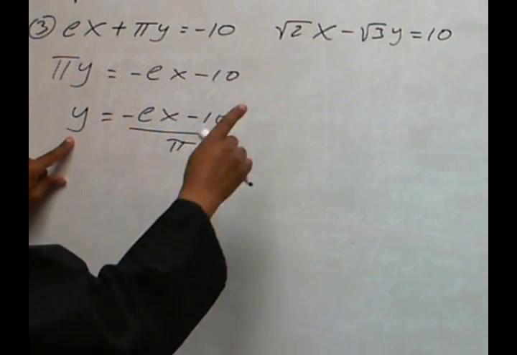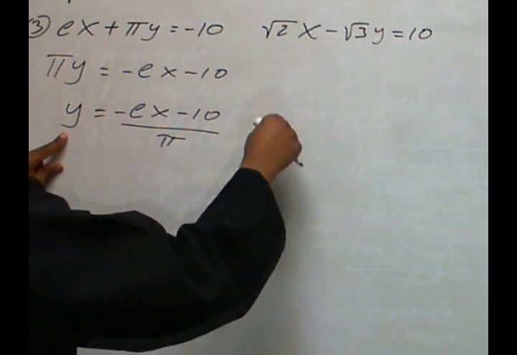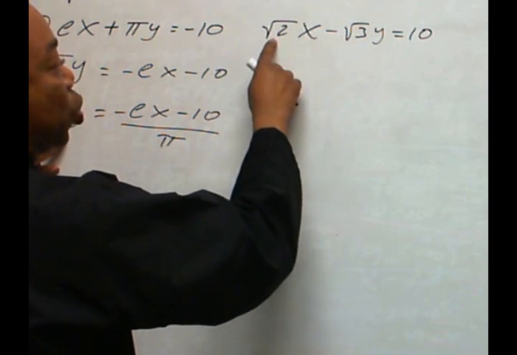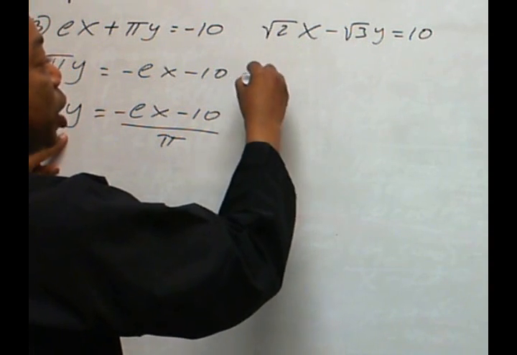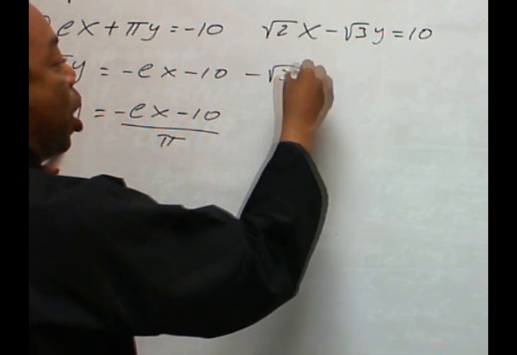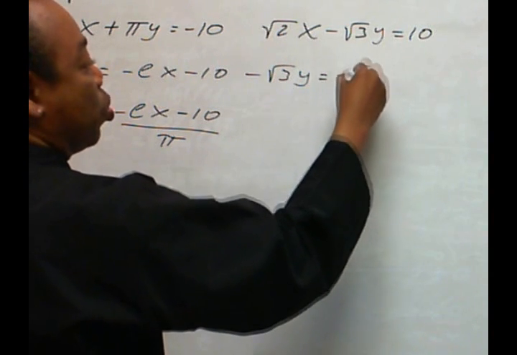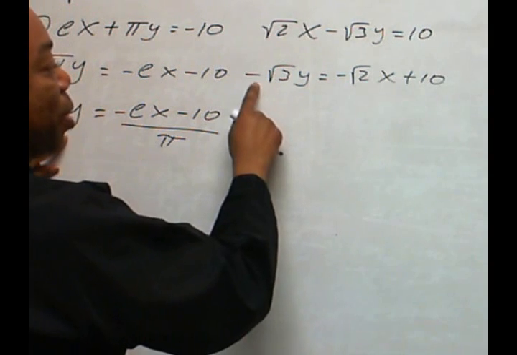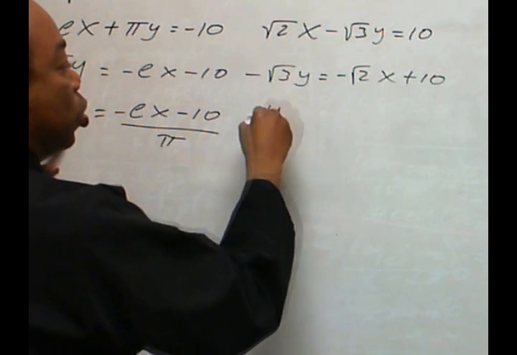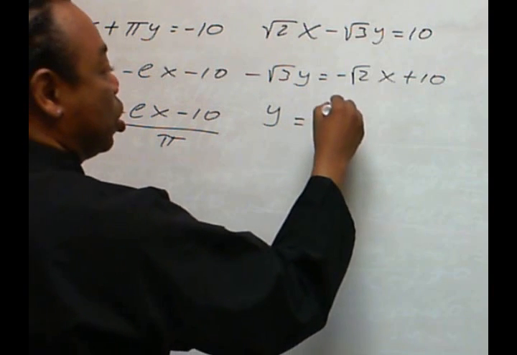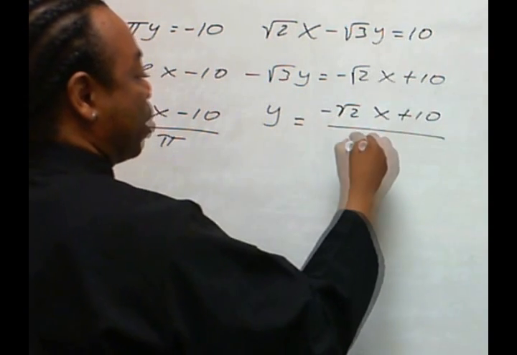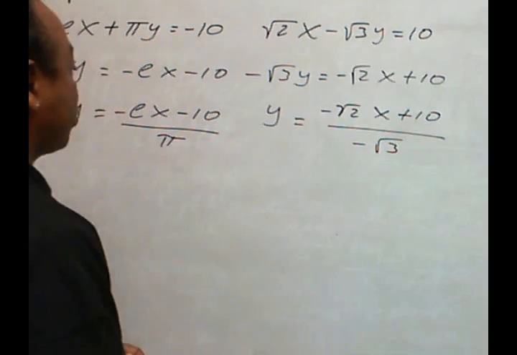Okay. Over here I'm going to solve for y again. We have square root of 2x minus square root of 3y equals 10. I subtract the square root of 2x from both sides. We get negative square root of 3y equals negative square root of 2x plus 10. And then we'll divide everything by negative square root of 3. So we have y equals negative square root of 2x plus 10, all divided by negative square root of 3.